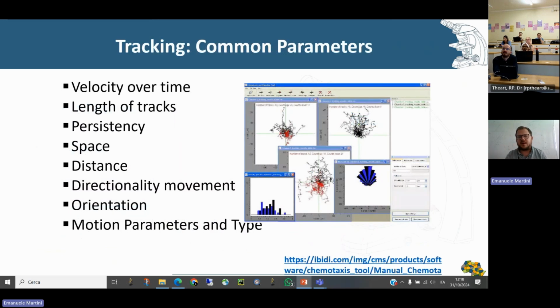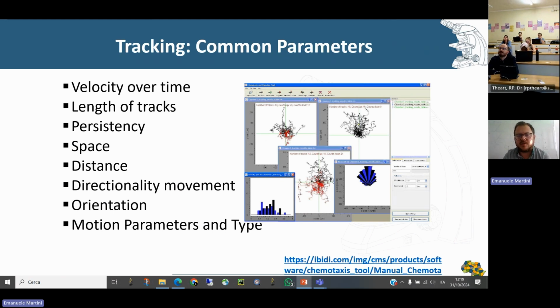Okay, so what can you usually extract from this kind of experiment? You can extract the velocity, the length of tracks, so for how many frames you will be able to follow that cell, and the persistency, which is for how long, for example, it keeps more or less the same direction, or whether it is moving more randomly. You can find directionality, distance. There are a lot of parameters that you can take out from this single cell tracking and trajectories.